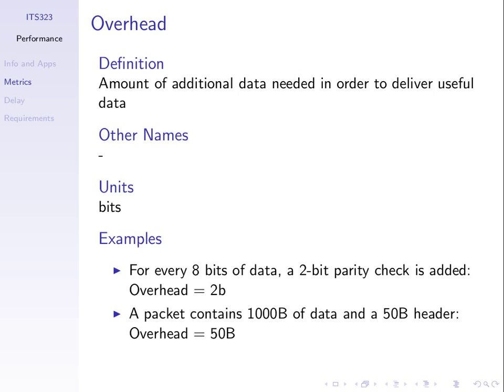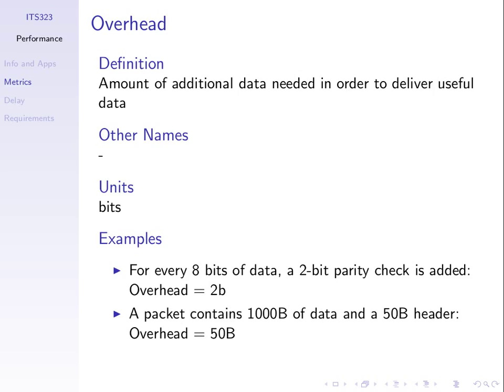Overhead. The amount of additional data needed in order to deliver useful data. Now we're going to distinguish between two types of data. I want to download a file. Okay, the file is 1 megabyte. So the file is on some server, and I want to get that 1 megabyte to my computer.